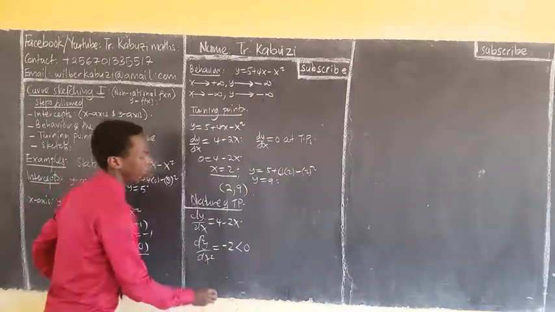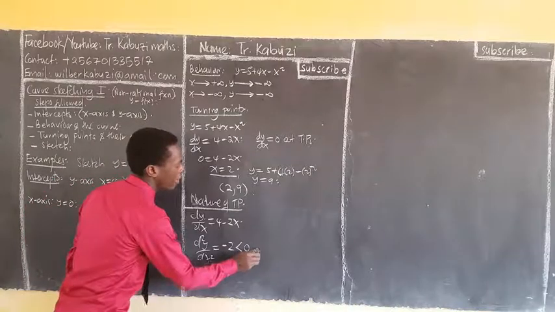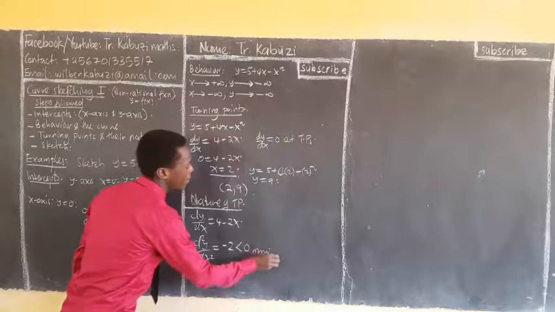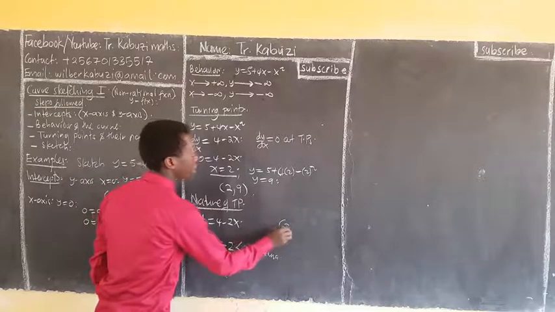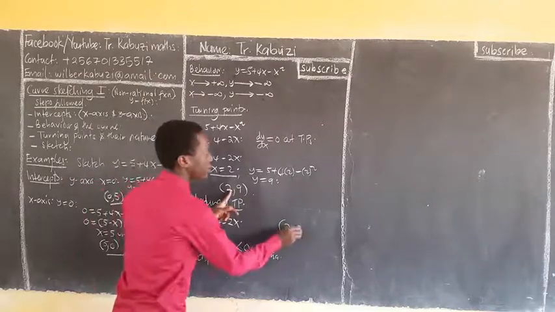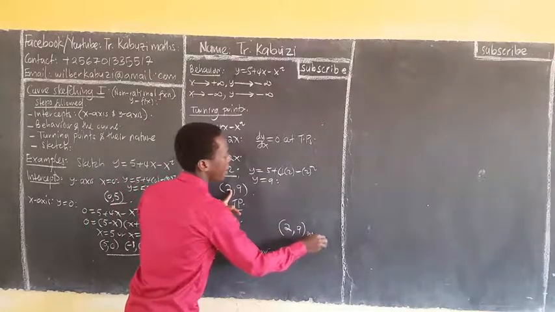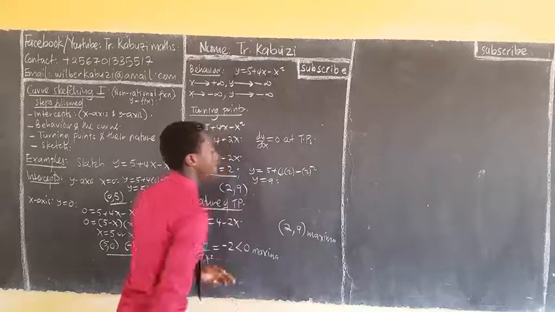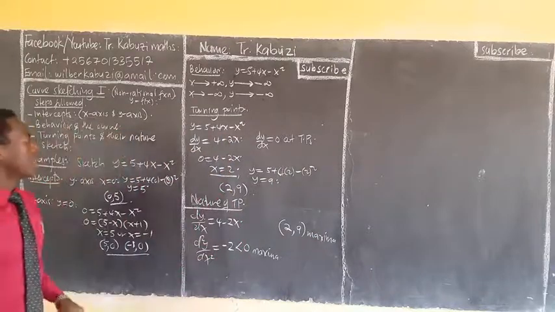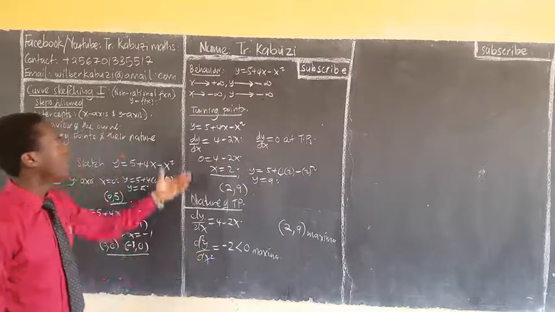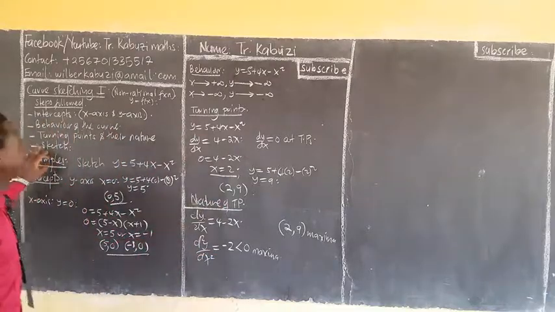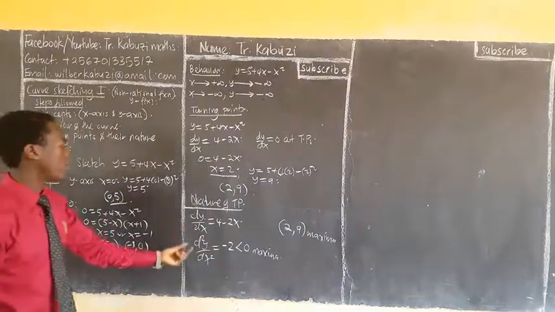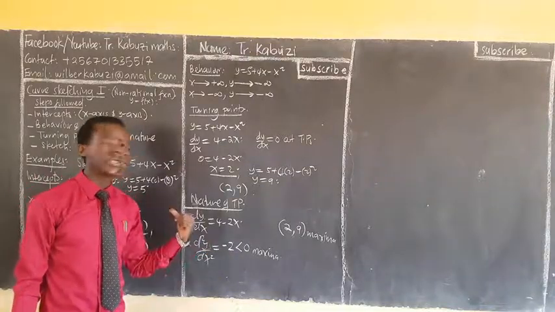And if it is less than 0, we say it's going to give us a maximum. So that means the turning point (2, 9) is the maximum point. So that's how we do the first step. Now the next step is to sketch the curve.